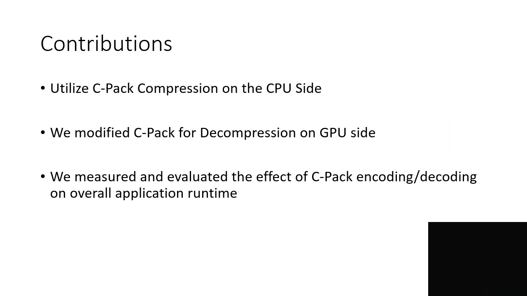Now, in order to prevent PCIe from becoming a bottleneck during the application's runtime, we attempt to use a basic lossy data compression algorithm to reduce the size of the data before it passes through the interconnect. So for our experiments, we utilize CPAC compression on the CPU side, and then we modify the CPAC decompression code for the GPU side. After that, we evaluate the effect of this encoding and decoding on a vector add application's runtime. My partner will now discuss the algorithm that we use for our experiments as well as the results.